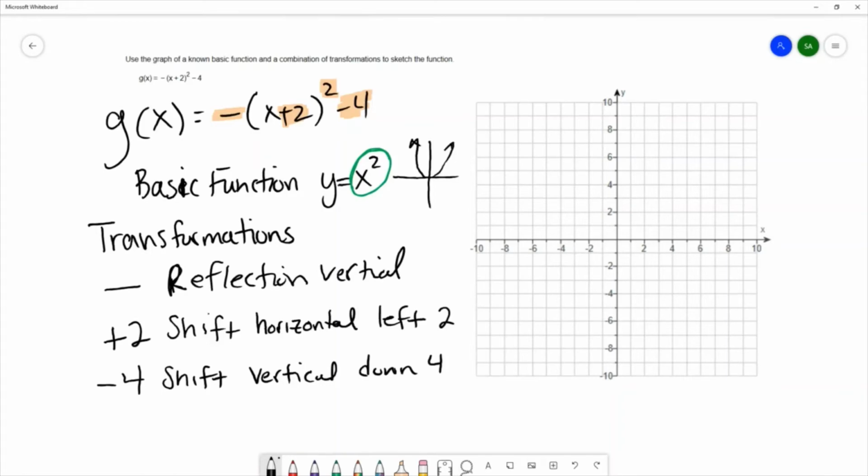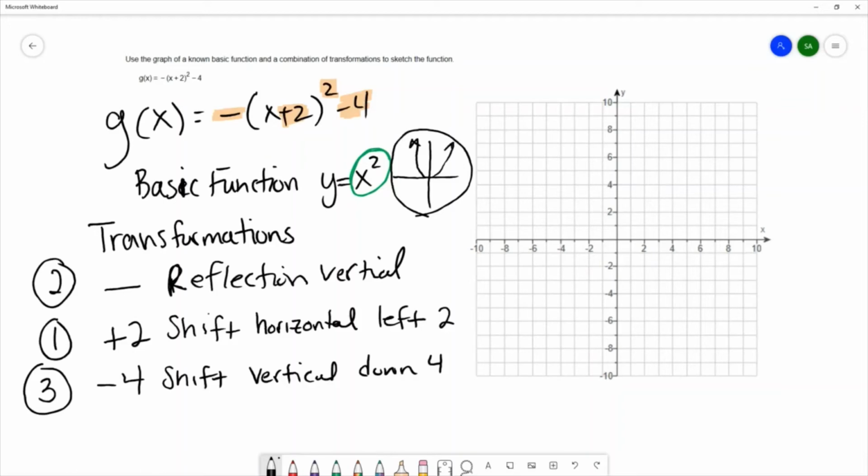I'm going to make these transformations on the basic function. So we're going to start with the basic function and do these transformations. It's important to know what order to do them in because you may get a different graph based on what order you do. The order we're going to follow is we're going to do our horizontal transformation first, then we'll do our reflection, and then we'll do our shift. It's basically following order of operations. We do what's inside the parenthesis, then we do multiplication, and then we do the subtraction.